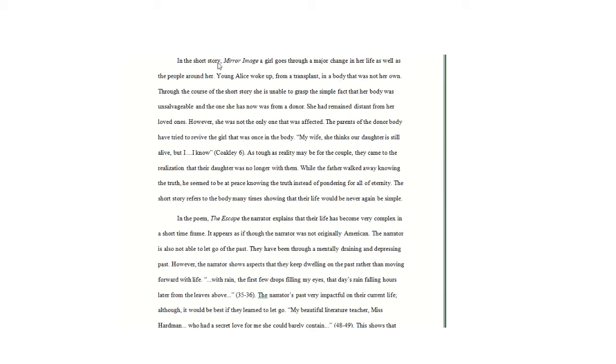"So in the short story Mirror Image, a girl goes through a major change in her life as well as the people around her." So there's some problems there. A girl goes through major change in her life, and the people around her change, or they go through a major change. I'm not sure what he's trying to say here. So imprecision again. I get the gist of what the student's attempting to say, but I think there's some imprecision with language, the formatting of the pronouns, really, what they're reaching back to.